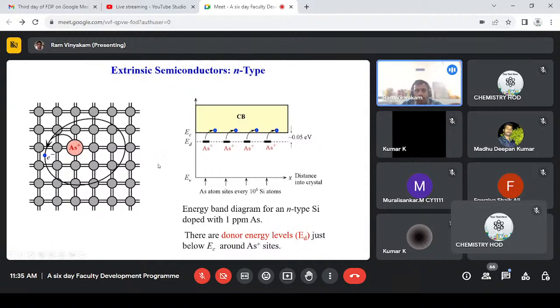And regarding the order of doping, this diagram is shown such that 1 ppm of arsenic is doped in silicon. That means for every 10 power 6 silicon atoms, one atom is replaced with arsenic.